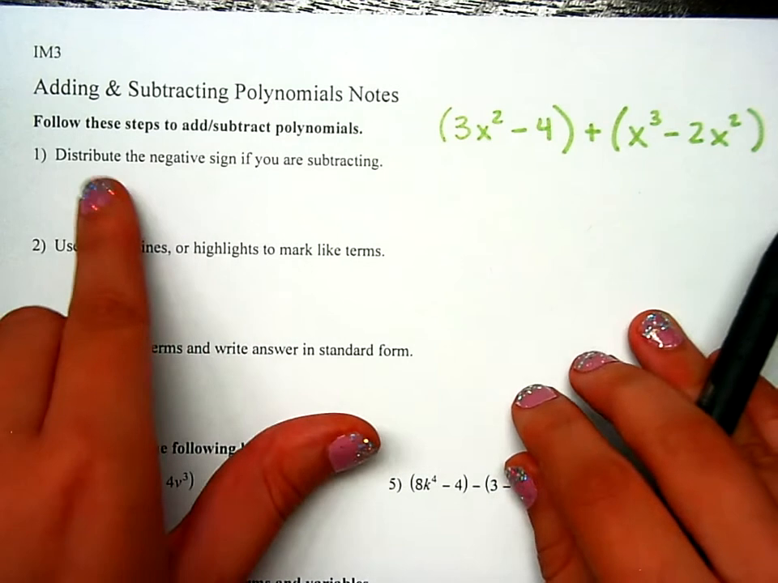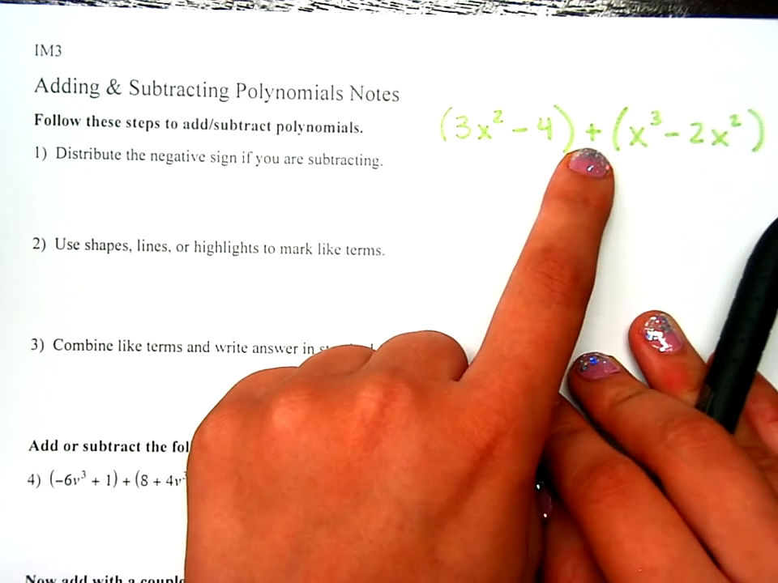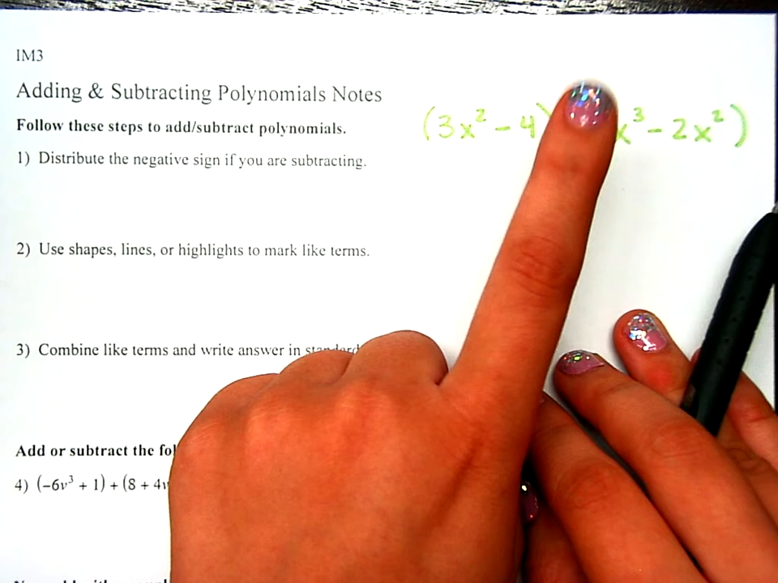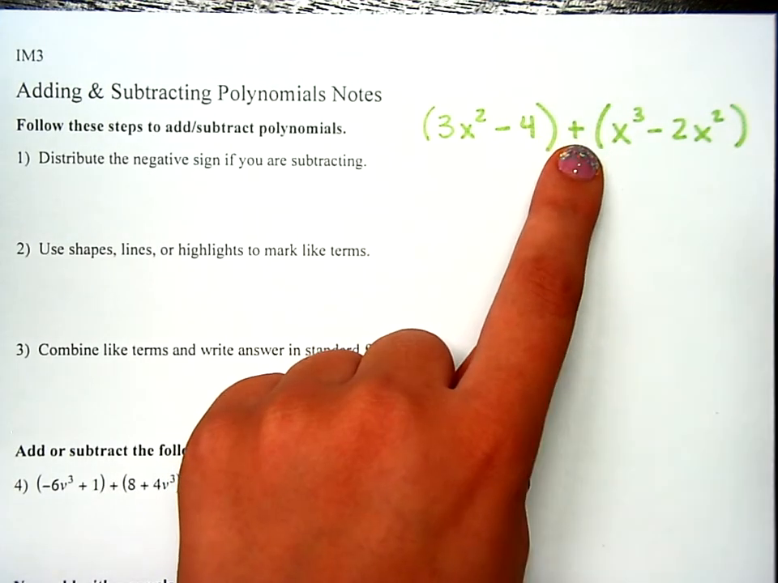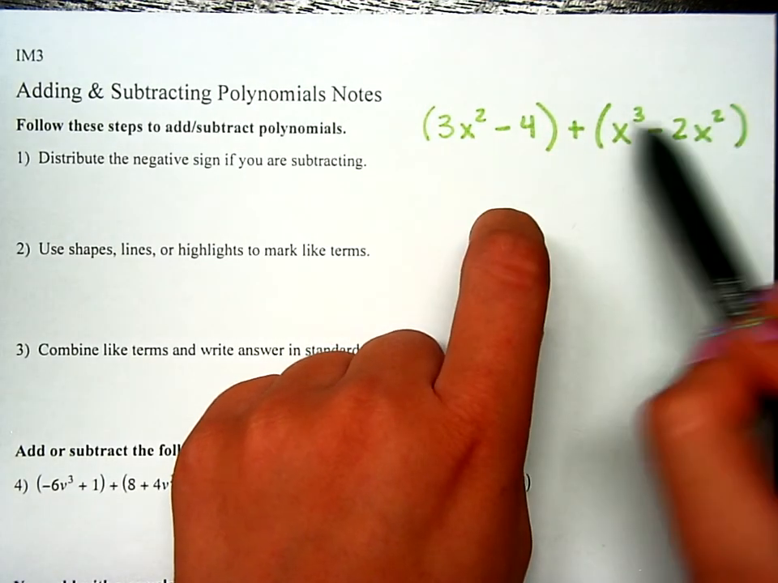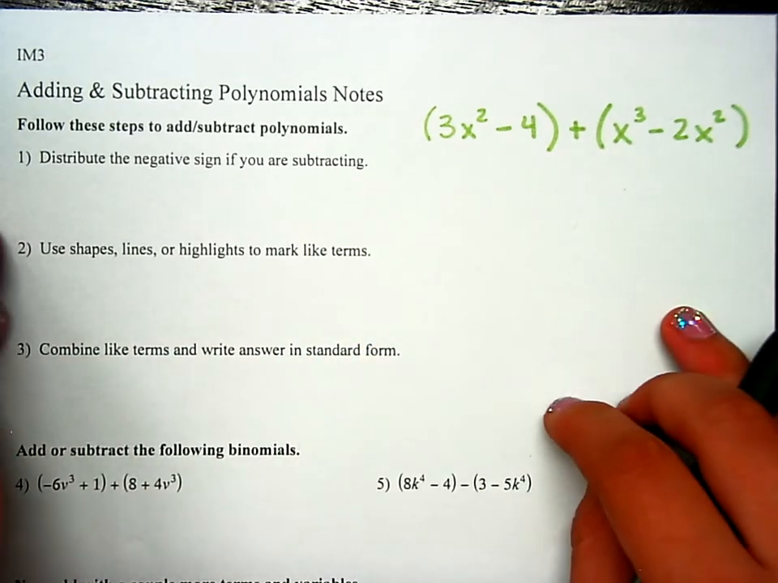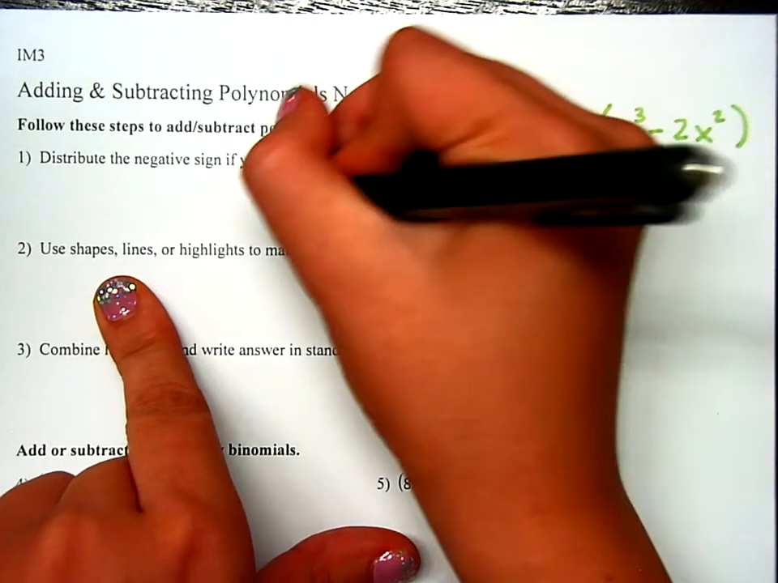Okay, so the first thing is to distribute the negative sign if you're subtracting. So for this specific example, we're adding, but just know if you are subtracting to make sure to distribute that negative to everything in the second term or anything in the term after the negative sign. Okay, so we're good on that one.